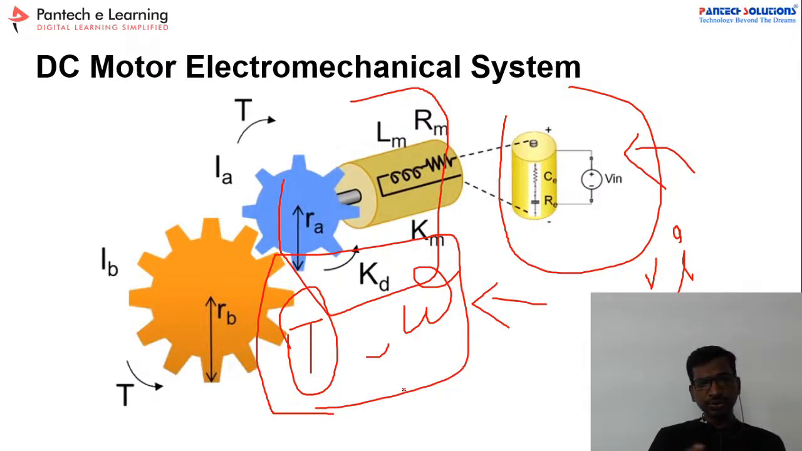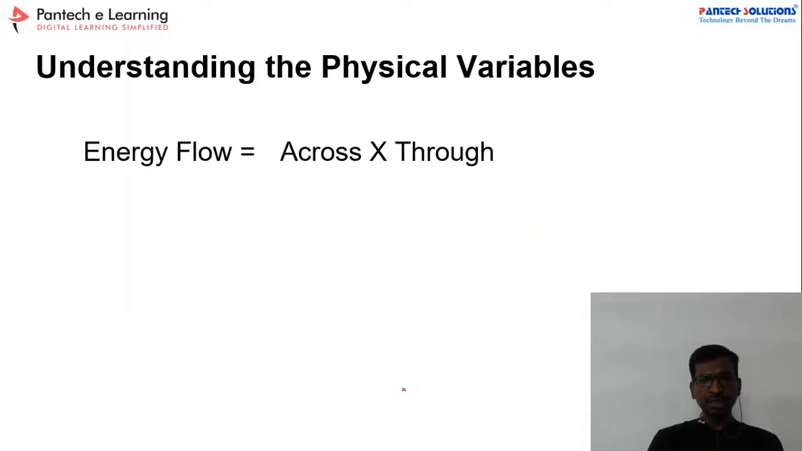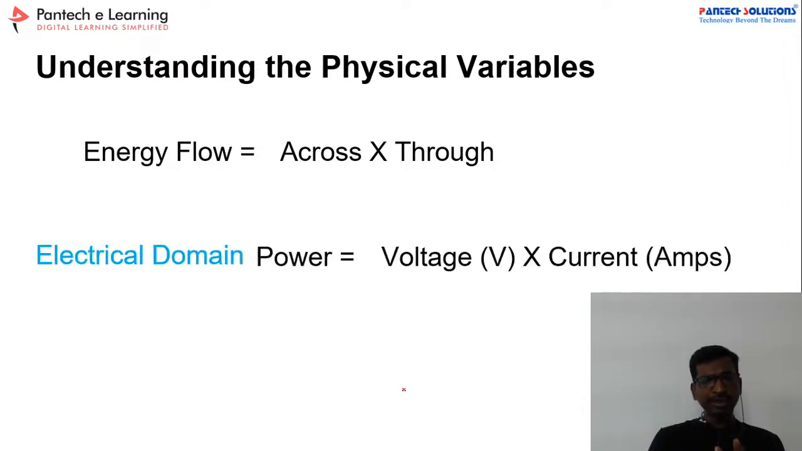So in that case, we should know the basic concepts: how we can get the two variables from the electrical circuit, and similarly how we extract these two variables from mechanical systems. First you should understand the concept. If you take any system, the energy flow will be a multiplication of the across variable and the through variable.